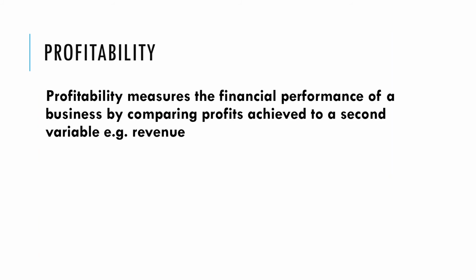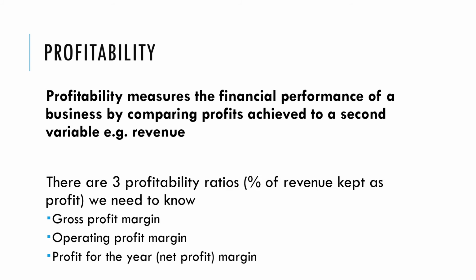So let's take this down in our notes. Profitability measures the financial performance of a business by comparing profits achieved to something else. For example, revenue. Comparing profits to revenue gives you an idea of how profitable the business is. And in business, we'd normally measure it by using three ratios or coming up with three percentage calculations. And these are gross profit margin, operating profit margin, and profit for the year, or net profit margin. And we need to know these three.